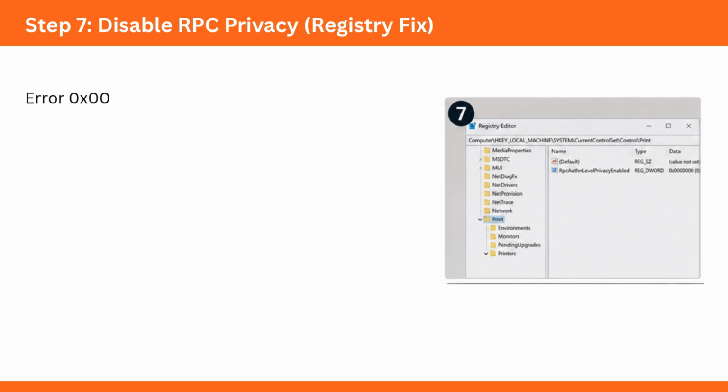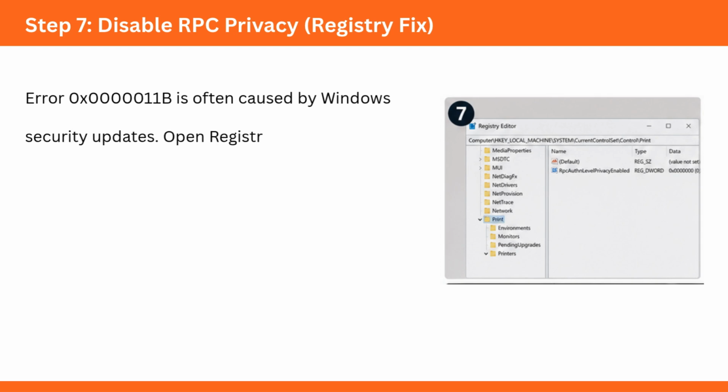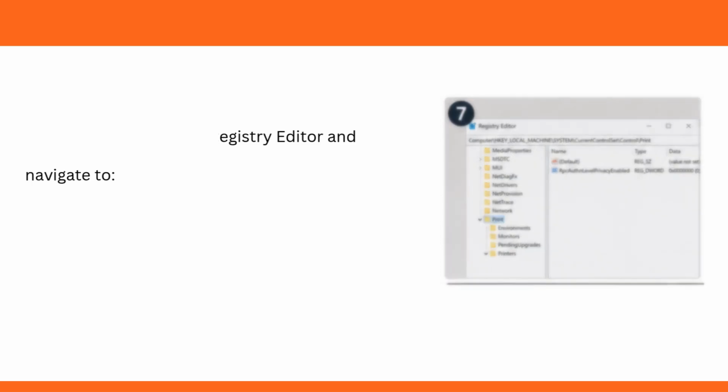Step 7. Disable RPC privacy. Registry Fix. Error 0x0000011B is often caused by Windows security updates. Open Registry Editor and navigate to.